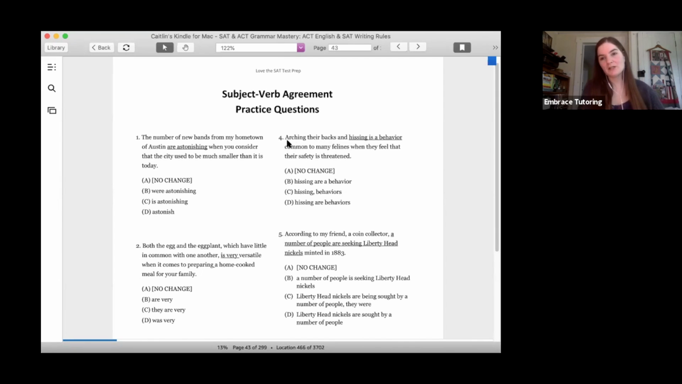The subject here is a bit more complex because it's dealing with arching their backs. That's a behavior. So it involves an action in some way. So you have to think about what a behavior is. We're naming the behavior, arching their backs and hissing. I feel like you could also add crying to that as a common behavior for cats, but arching their backs and hissing are two separate behaviors.